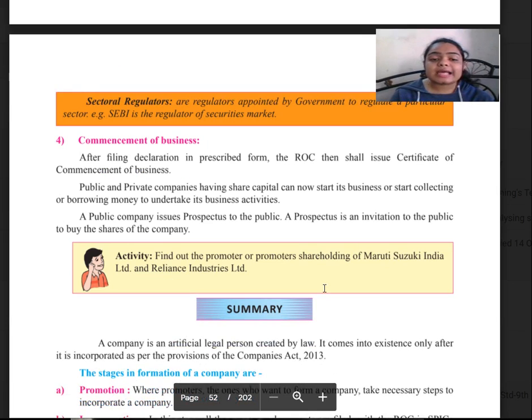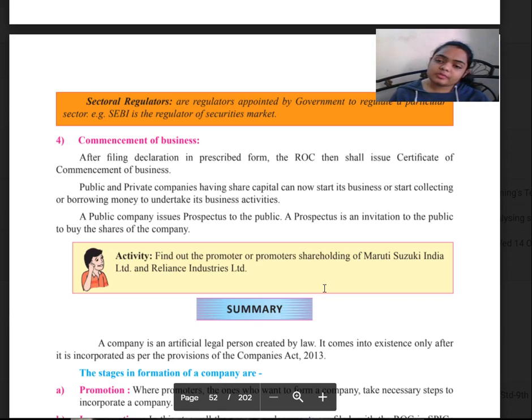After this, the last step is commencement of business. After filing the declaration in the prescribed form, the ROC shall issue the certificate of commencement of business. Public and private companies having share capital can now start their business, or start collecting or borrowing money to undertake their business activities. A public company issues a prospectus to the public. A prospectus is an invitation to the public to buy the shares of the company.